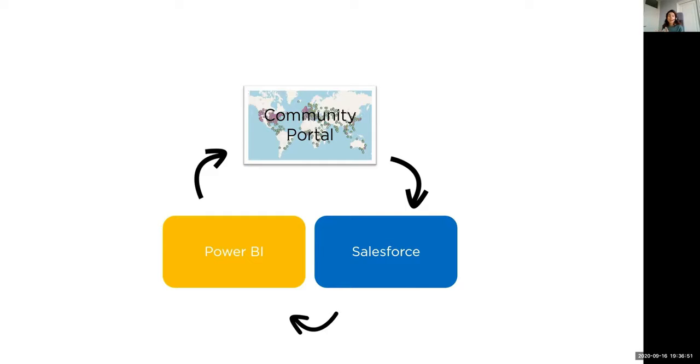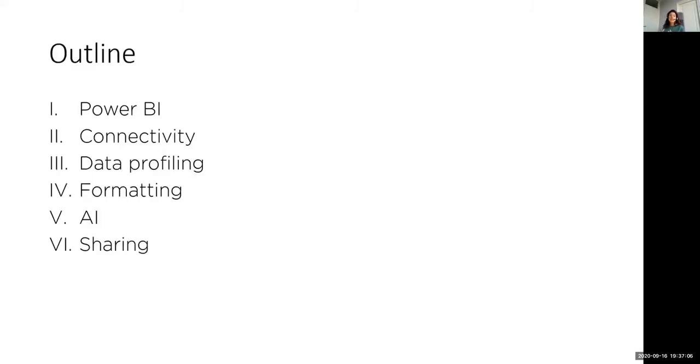And my goal for today is to show you how we're using Salesforce and Power BI to analyze data so that CIS and our members can make data-informed decisions. And to do this, I'm going to show you briefly Power BI. I'm going to talk about connectivity, data profiling, formatting, AI, and how we share the data. And I am going to end with features that we really like and with features that we don't like so much.